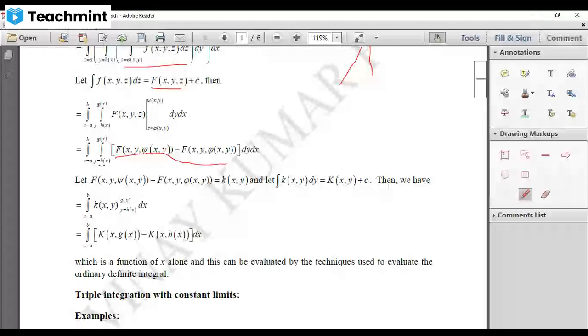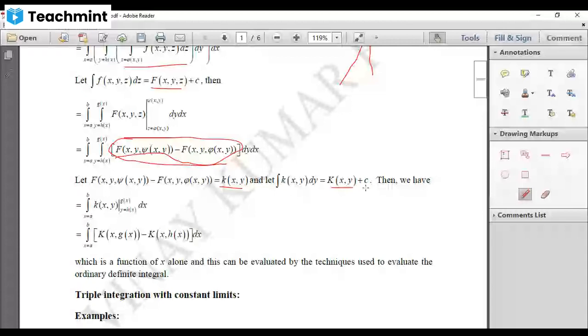Okay. And because this is a function of x comma y, let us call this one some k of xy, which is a function of xy. So we have to integrate this k of xy with respect to y. So assume that the integral of k of xy is capital K of xy plus integration constant. But the limit for y is h of x to g of x.